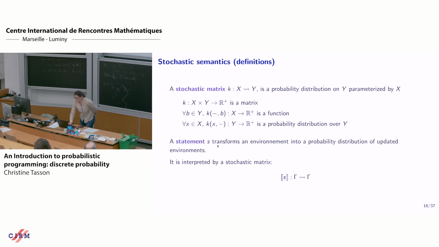Okay, so a statement in this stochastic semantics will be interpreted as a transformer of an environment into a probability distribution of updated environments. So I start from an environment and I want to perform this statement, and what I will get is a probability distribution of the updated environments.